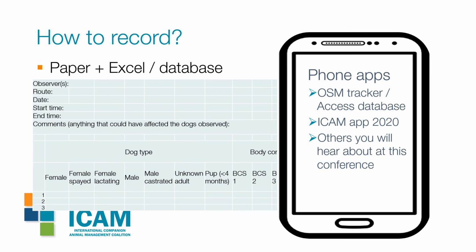ICAM is currently investing in an app for surveying street dogs, which will be available in 2020. And you will also hear about other apps at this conference, including apps from Humane Society International, WVS, and also Animal ID. So there are other options out there.